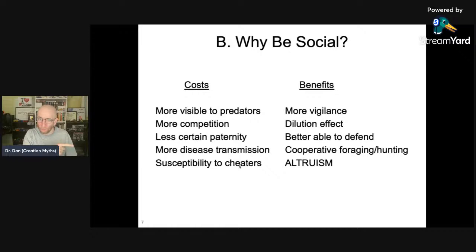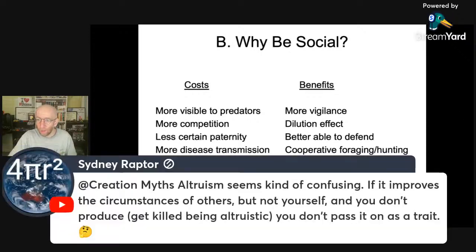That's really weird. And we just got the question in the chat from Sydney Raptor right here. Yeah, altruism seems kind of confusing. If it improves the circumstances of others, but not yourself, and you don't reproduce, you get killed being altruistic, you don't pass it on as a trait. That, my friends, is exactly the paradox that we are going to resolve. And it's really cool. So we're going to explain how we get around this.